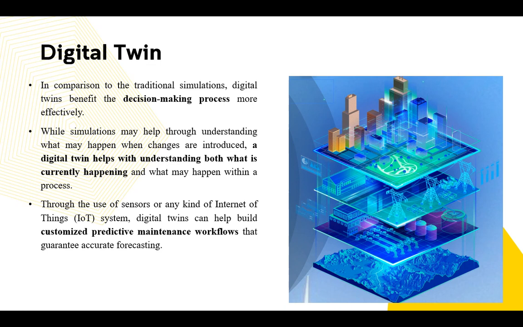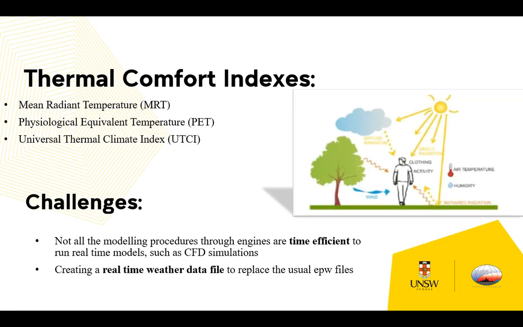So developing a digital twin that is going to work in real time is a challenge for us, but it will bring us so many advantages. We can talk about real-time management for urban policy makers, which is probably an important aspect. In this study, we will consider mean radiant temperature, physiological equivalent temperature, and universal thermal climate index (UTCI).